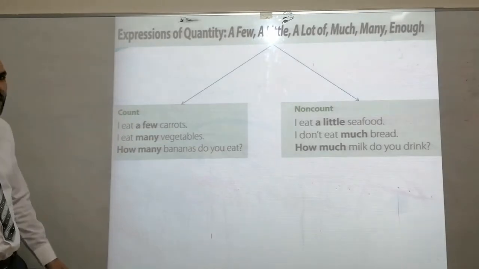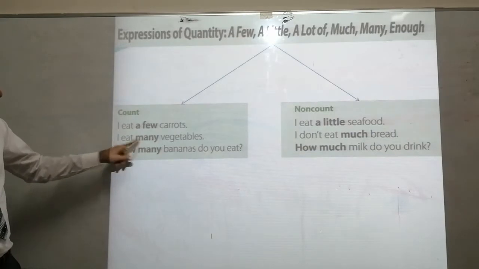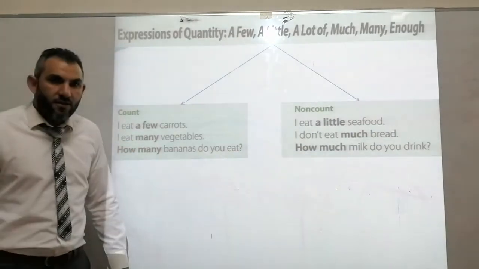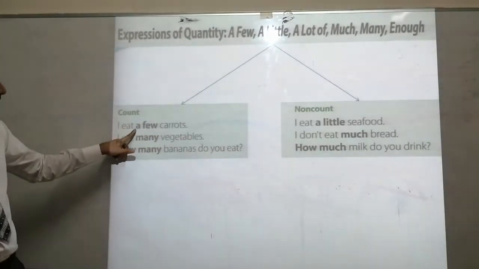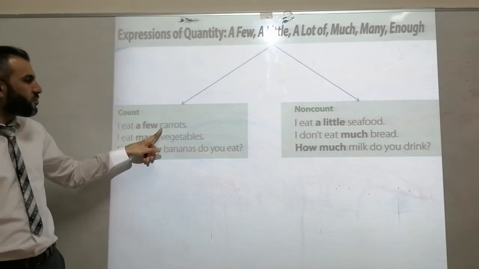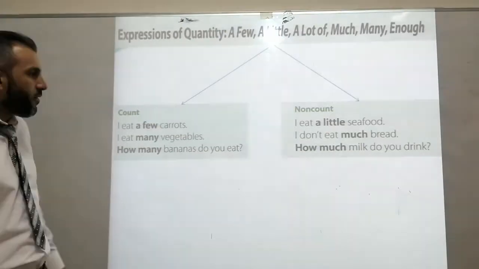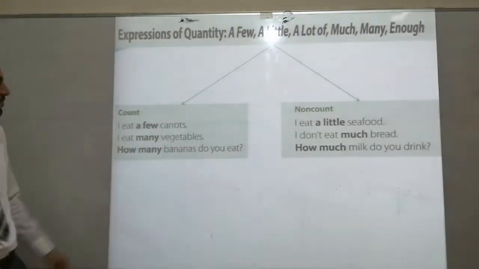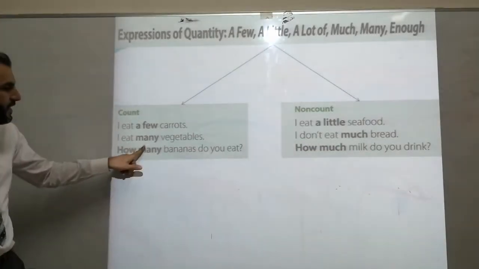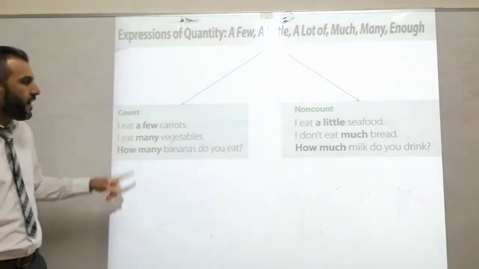Here we will start with count. We use a few, many, and how many with countable nouns. For example, I eat a few carrots. Here we use a few because carrots is a countable noun. I eat many vegetables. Here we use many because vegetables is a countable noun.